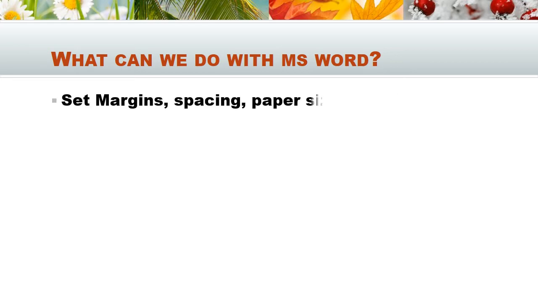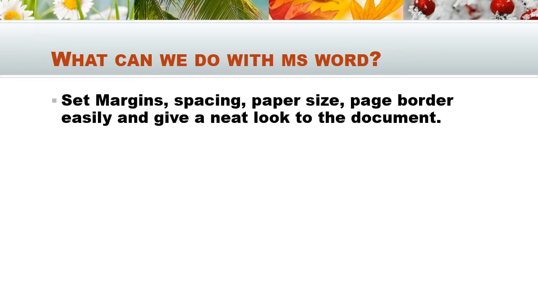Next one is to set the margins, spacing, paper size and page border easily and give a neat look to the document. Now what do we mean by margins, spacing, paper size? Margin means you can leave some space on the sides of your paper so that when you write, there is a neat margin on the sides. In the same way, when you write in the notebook, you see there is a margin on the left hand side where you write the question numbers. In a similar way, you can give a margin in MS Word also.